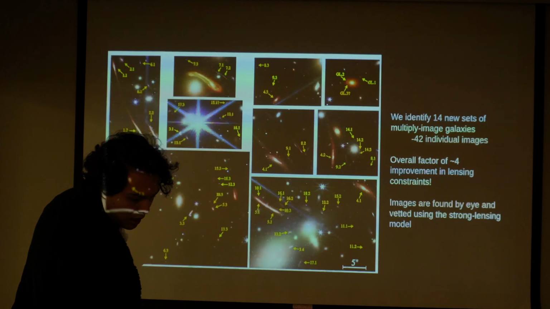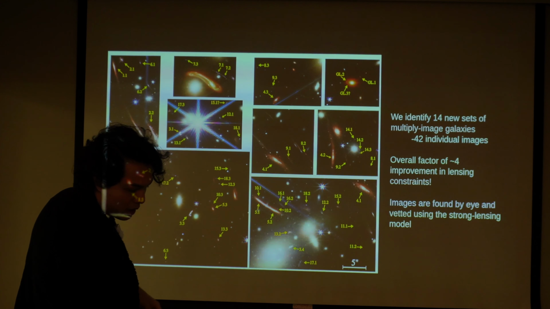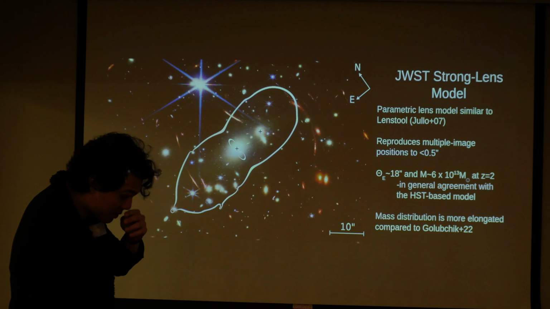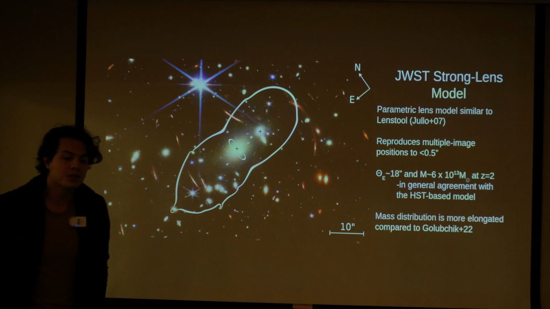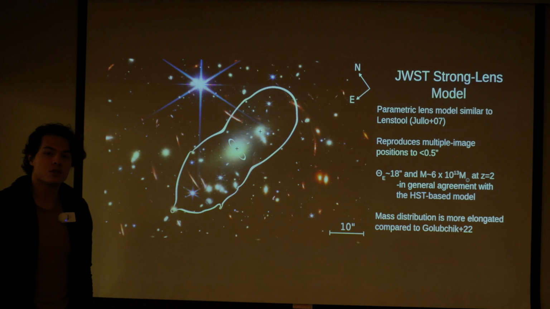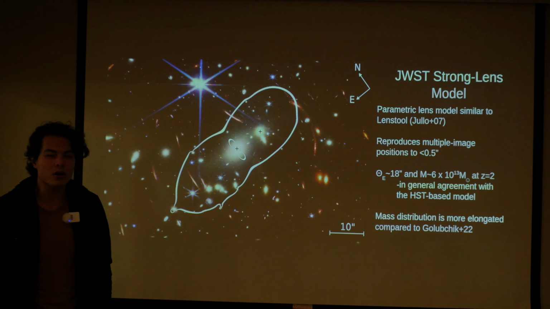And then when we go here, we see that it's a lot more elongated. So why is this particularly interesting? Well, typically when we look at these galaxy clusters, we actually expect this to be more circular.